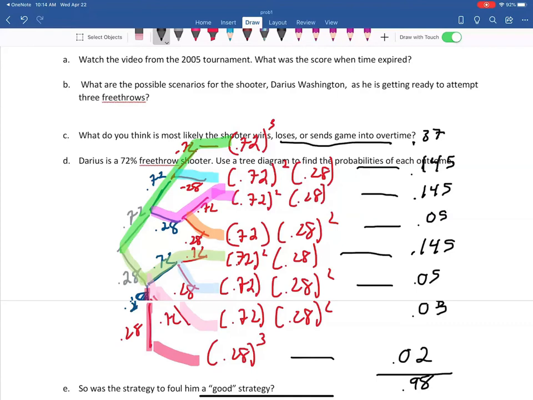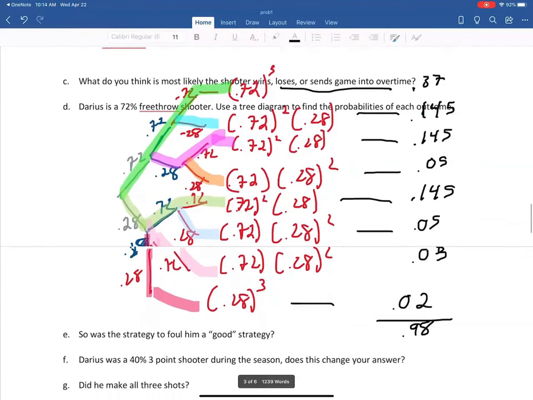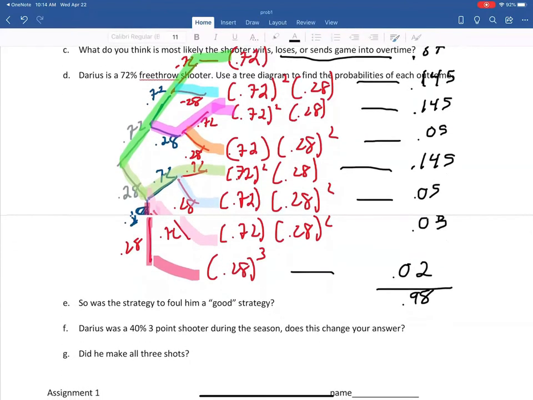So then let's see what the rest of this was. Was it a good strategy to follow him? Was that a good strategy? Well, what's the probability that he wins the game? What's the probability that he ties? What did he have to do to tie it? He had to get 2 out of the 3, right? So where does he get 2 out of the 3?